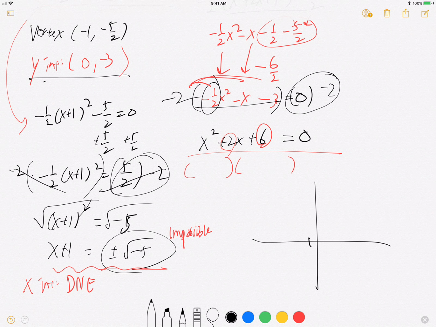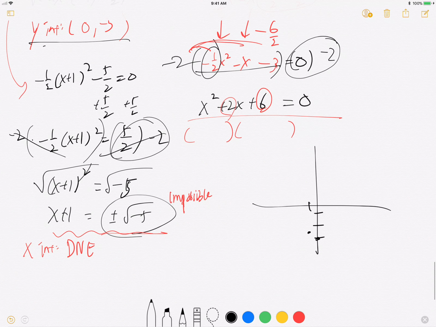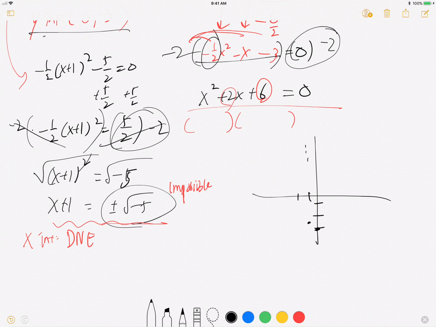I have a graph, I have a vertex at negative 1, negative 2.5. Then the y-intercept is at 0, negative 3. That means the one that's right after that, because this line has to be symmetrical, this x value will give you a y value at the same level as your y-intercept. And maybe I will have to plug in a couple more points. Let's do f of 1 into this equation. That means 1 squared plus 2 plus 6, which gives me a 9.